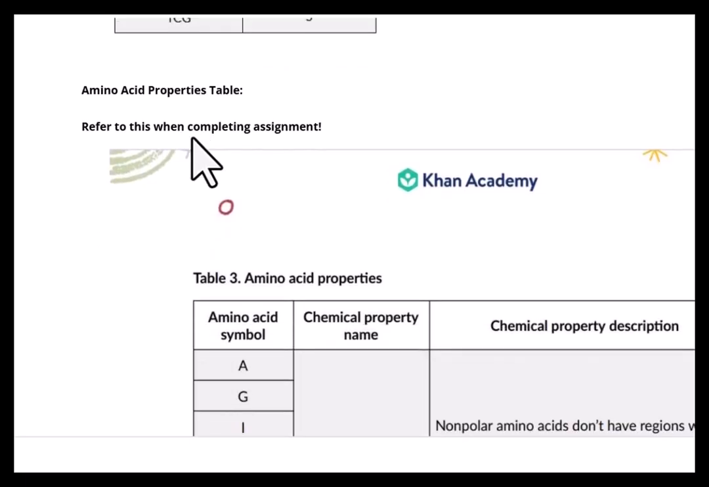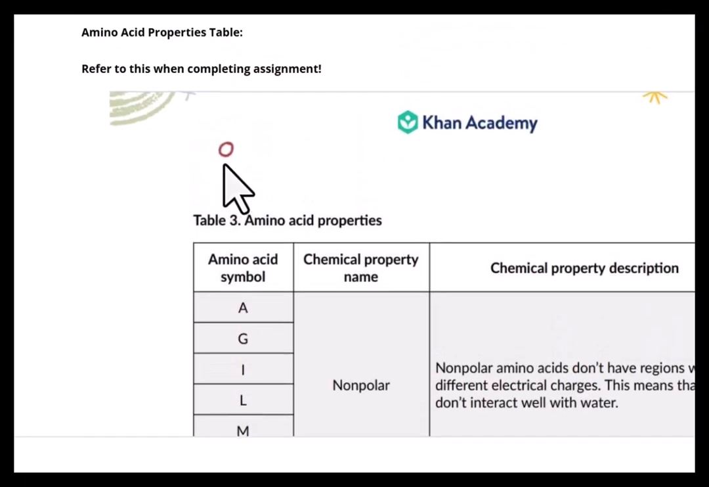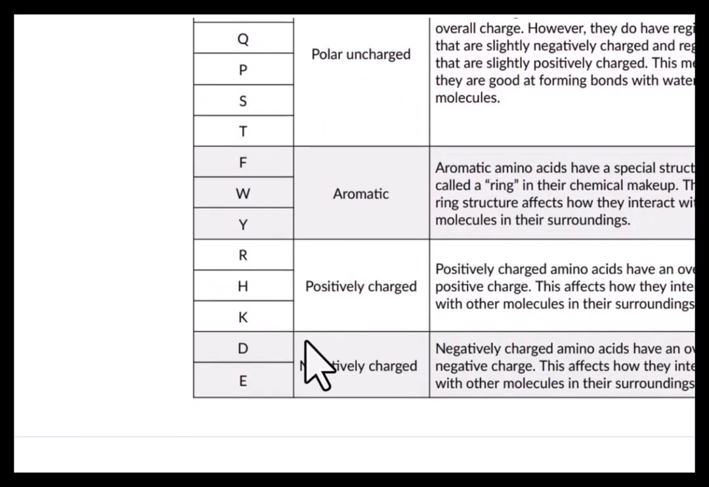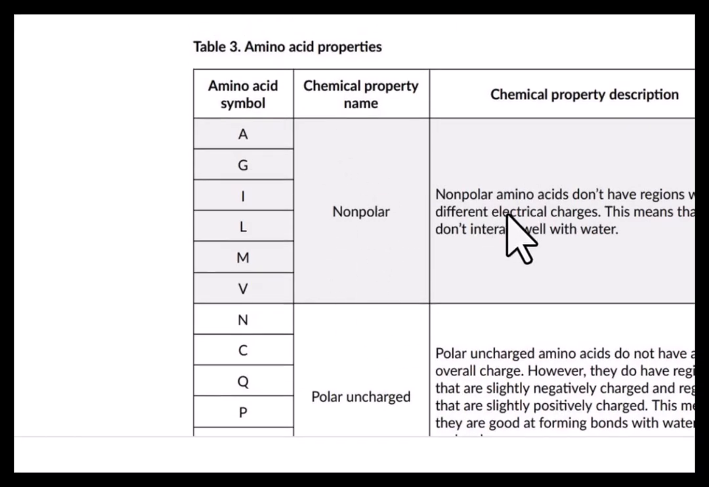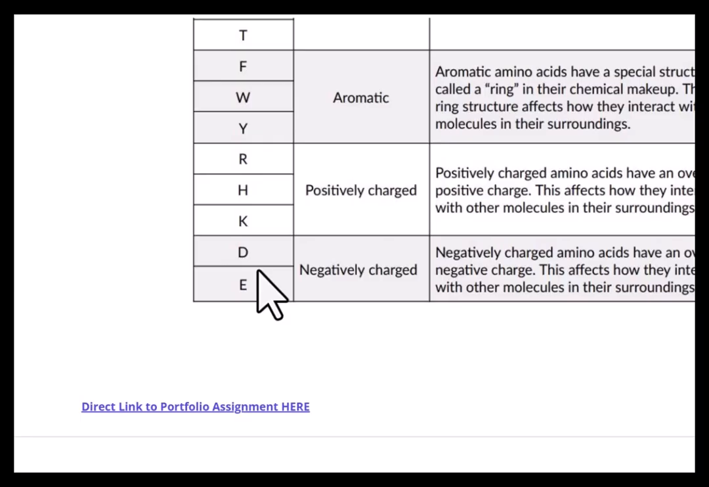And then there's a table on the lesson introduction page that shows you the chemical properties of each amino acid. This is the amino acid symbol, and it tells you whether it's nonpolar, polar uncharged, aromatic, positively charged, negatively charged. These are all chemical properties, and there are descriptions of the chemical properties as well. You'll need to refer back to this table. And then there's another link to the portfolio down here just to make your life easier.